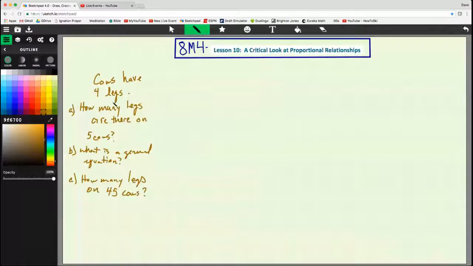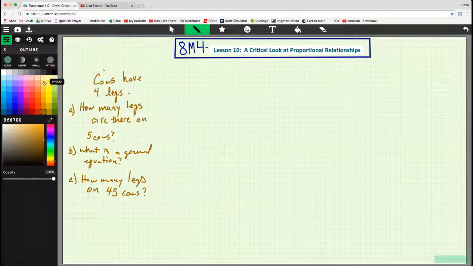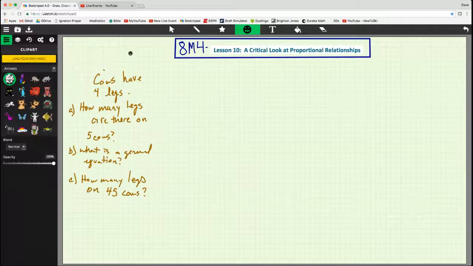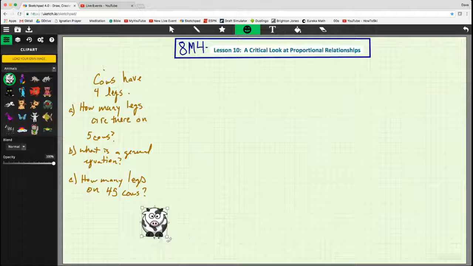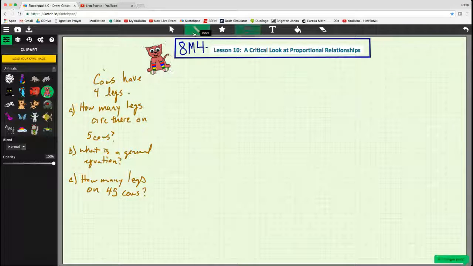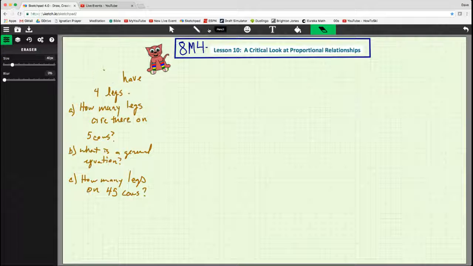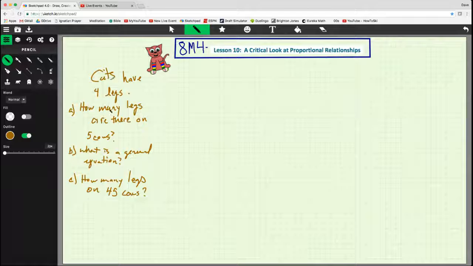Now this one you should be able to figure out based on what we just did. What I want you to do is answer these questions. You know that cows have 4 legs. Here's a cow. Is that a cow or a pig? I think that's a cow. Actually, you can't tell how many legs he has here. Let's see. Happy Cat has 4 legs. Let's use Happy Cat. Cats have 4 legs. How many legs are there on 5 cats? And how many legs are on 45 cats?